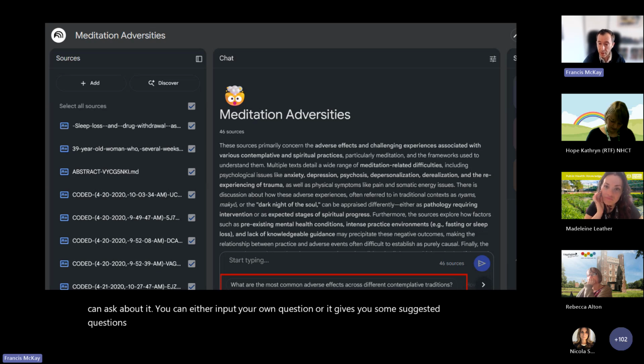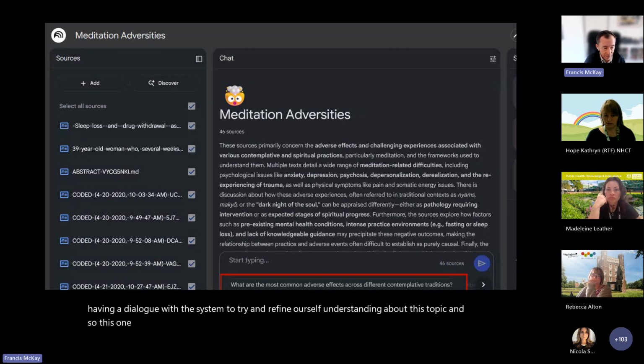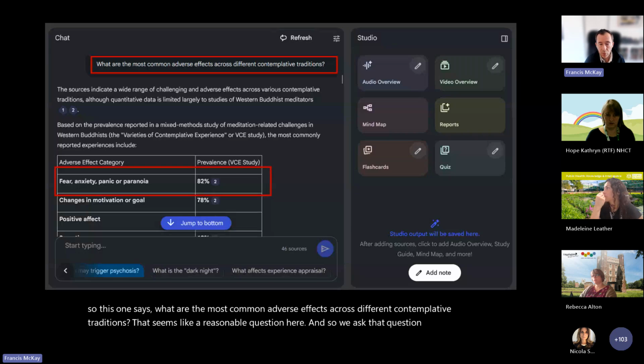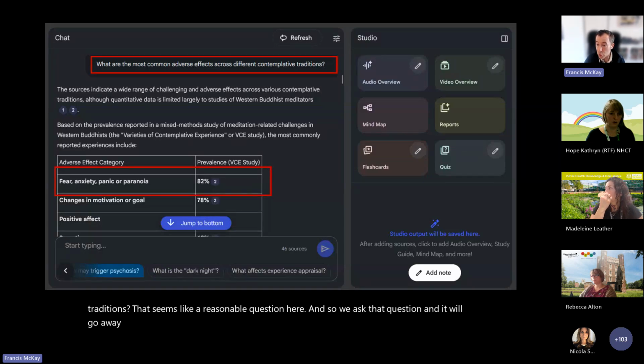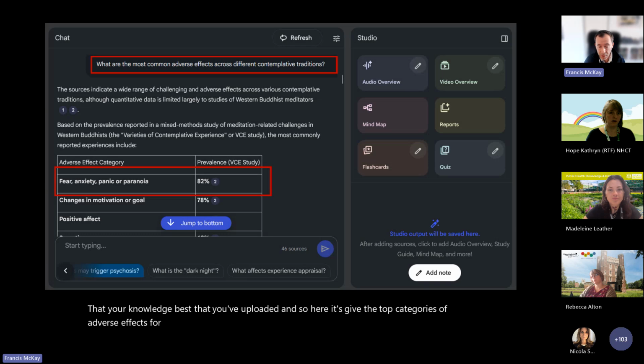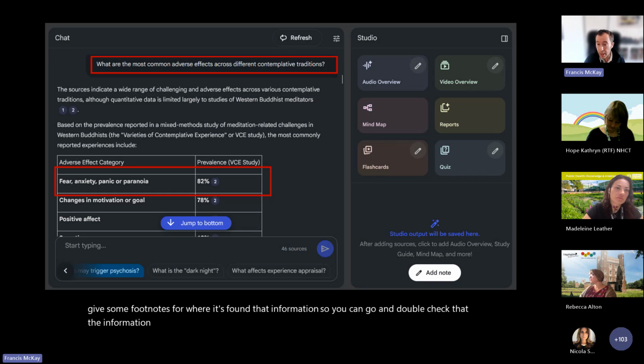So, okay, it's ingested the knowledge. We're now beginning the process of having a dialogue with the system to try and refine our self-understanding about this topic. And so this one says, what are the most common adverse effects across different contemplative traditions? That seems like a reasonable question here. And so I'll ask that question and it will go away and try and find that information within the knowledge base that you've uploaded. And so here it gives the top categories of adverse effects for meditation, gives a percentage for the prevalence, but more importantly, also gives some footnotes for where it's found that information, so you can go and double check that the information is actually accurate.